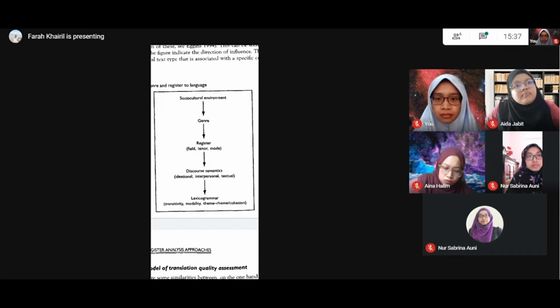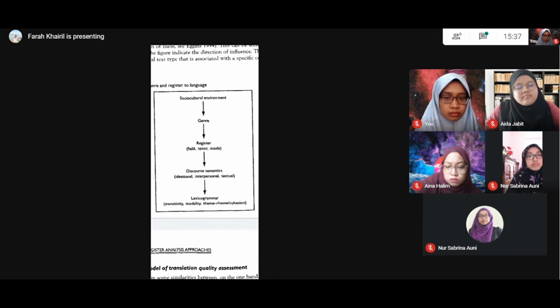And last but not least is mode. Mode is related to the strand relating to textual, where they have the thematic and information structures, the order structure of the text, and cohesion. How does the text hang together, how do its parts combine with each other? All right, and last in this model is the lexicogrammar, where all of these are mixed and combined with all of these linguistic functions above, and they give the text its meaning, the context of the text.